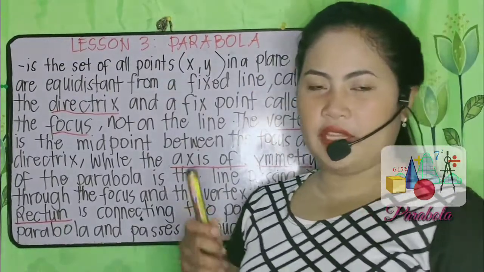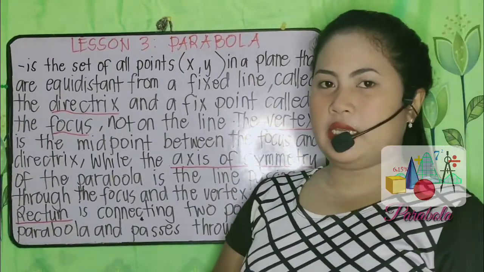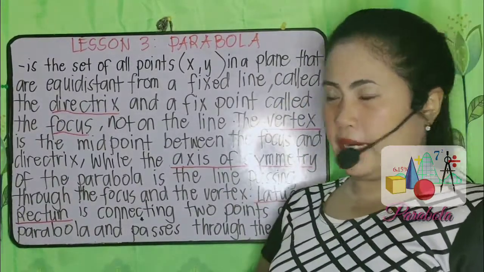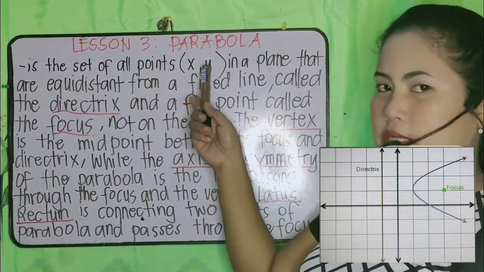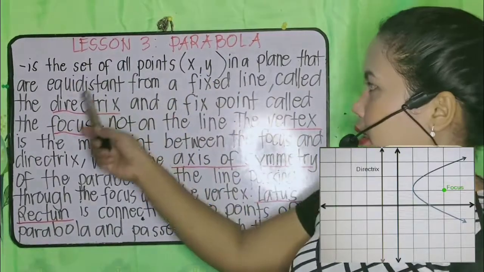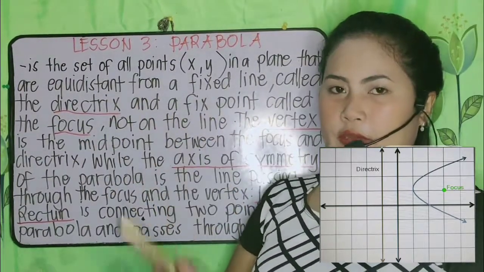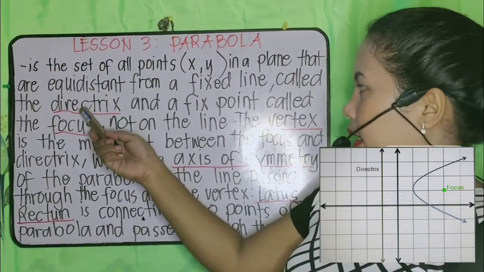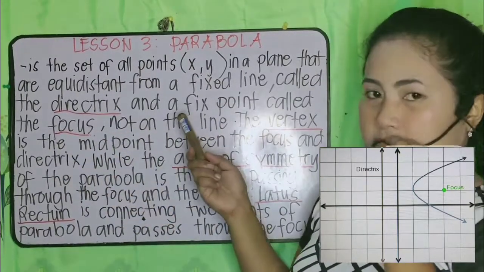Okay, so we have the definition and equation of parabola. First, let us discuss the definition. A parabola is the set of all points (x, y) in a plane that are equidistant from a fixed line called the directrix and a fixed point called the focus, not on the line.